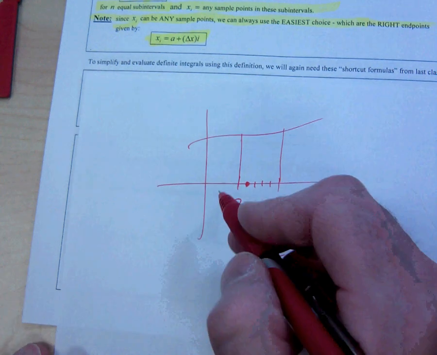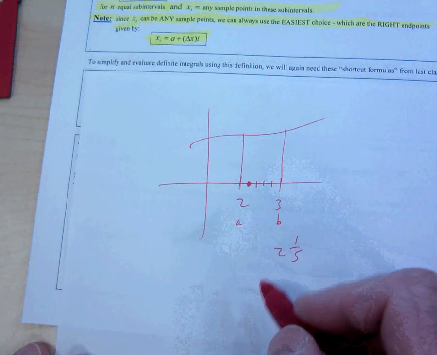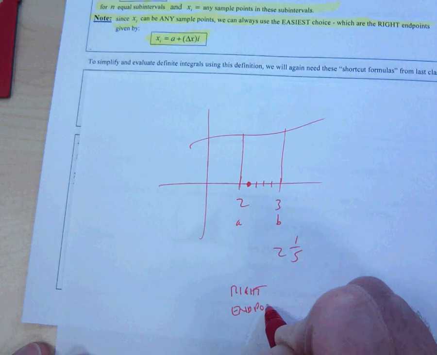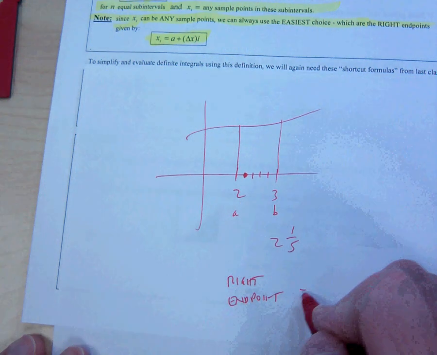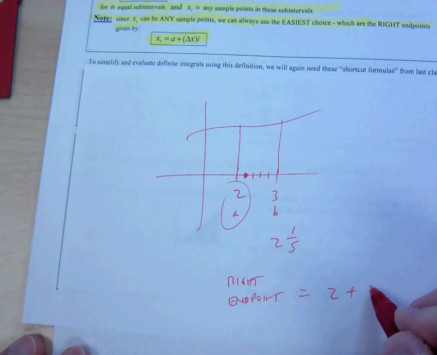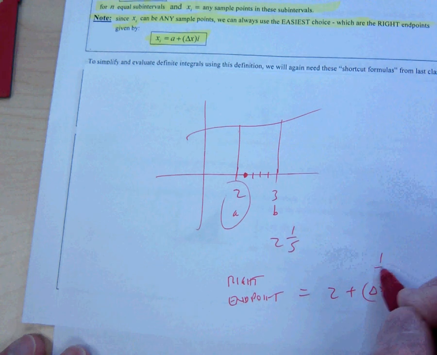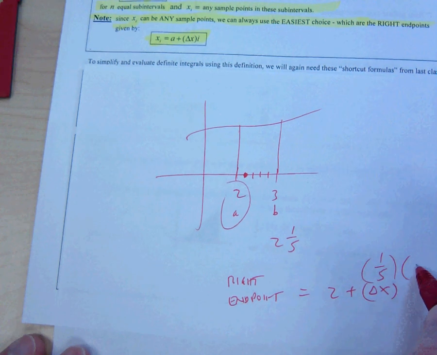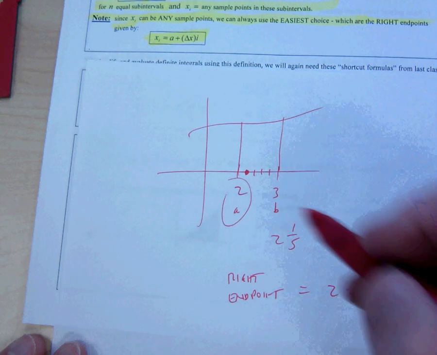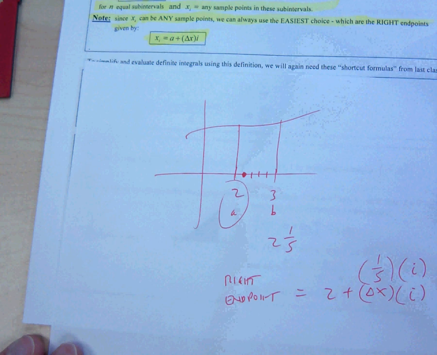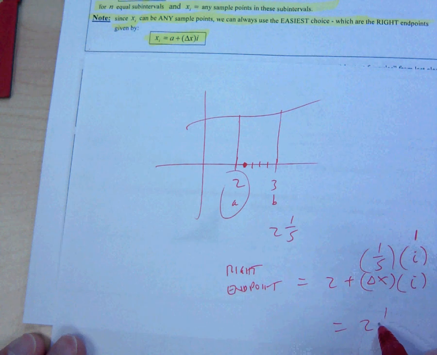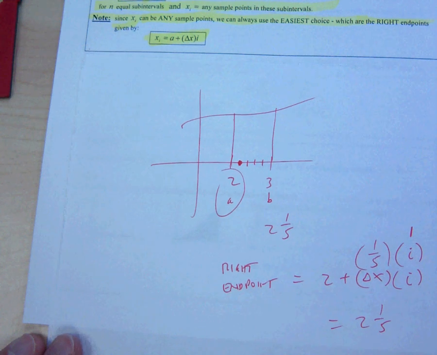And how do I get that? Well, isn't that A and isn't this B? So to get the right endpoint, I would start at A and I would add delta x, which is 1/5, times I, wouldn't you? So for the first right endpoint, what's I? Well, that's my first subinterval. So you'd make this a 1, and you get 2 and 1/5, right? For the first right endpoint, does everybody agree with that?